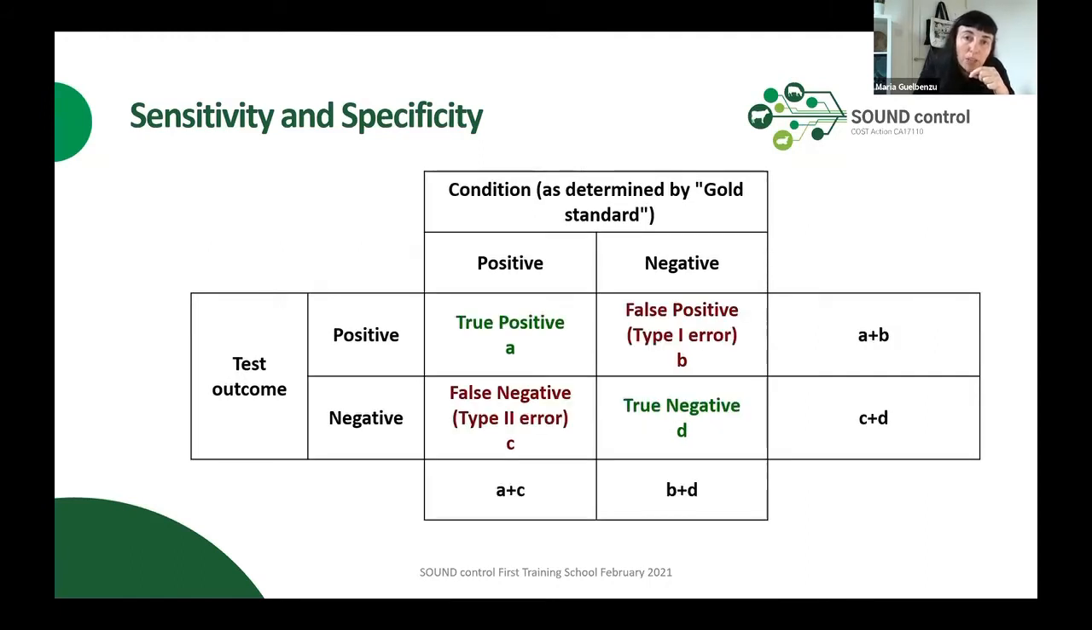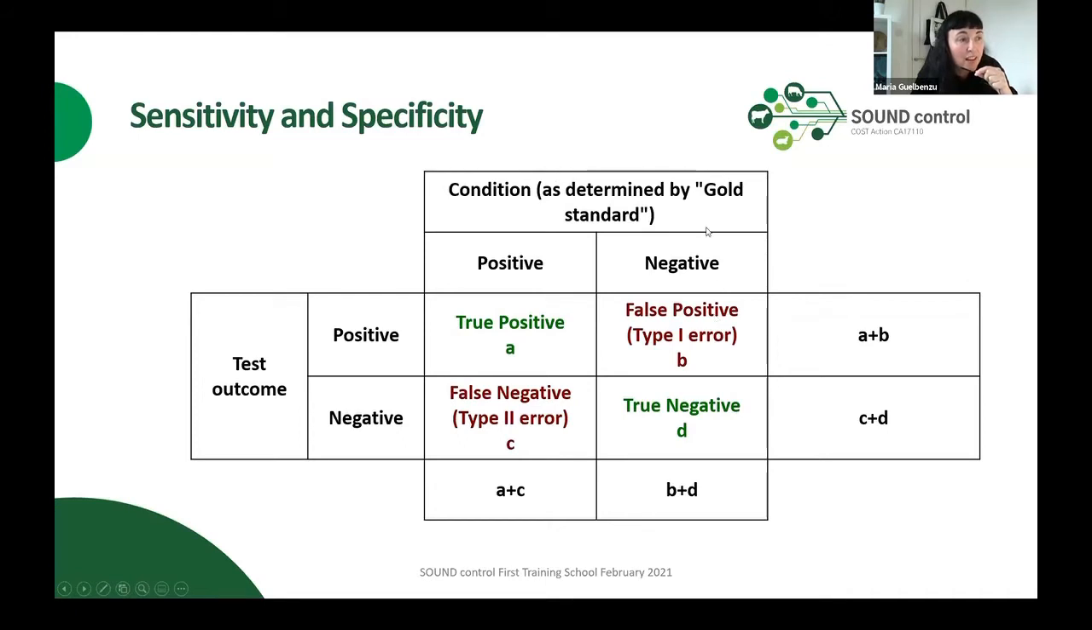So really what we're looking at is that the population that is positive to both the gold standard and our test outcome, those are going to be our true positives. Those positive by the gold standard but negative by our test are going to be our false negatives. And that's a type 2 error in statistical hypothesis testing. Those that are negative by the gold standard and negative by our test outcome are going to be our true negative population.